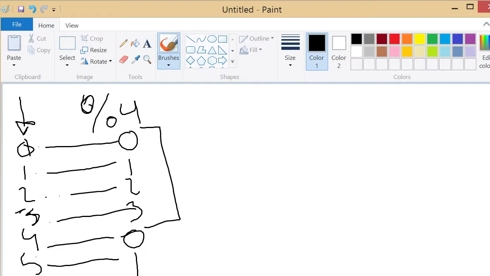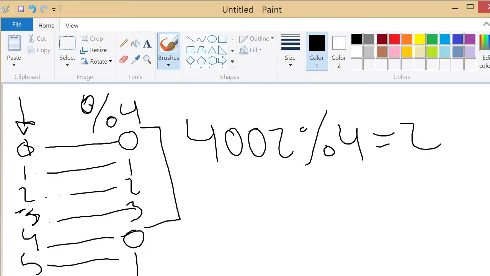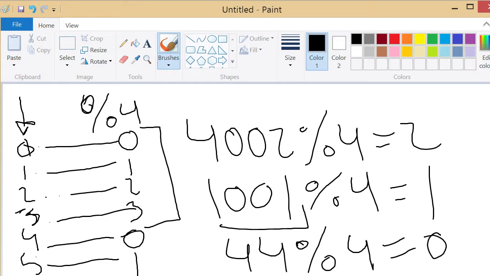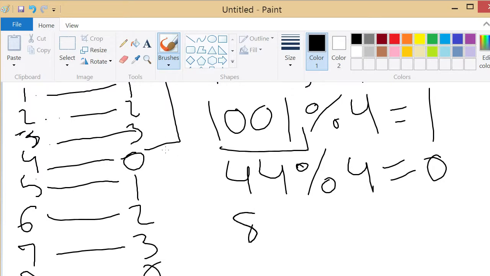So let's talk about some high numbers so that you visualize the concept that I'm trying to convey. 4002 mod 4 is 2. 1001 mod 4 is 1, because 1000 is exactly divisible by 4, so I know that 1 is what's left over, the remainder. 44 mod 4 is 0. I have, let's say, 83 mod 4 is 3.